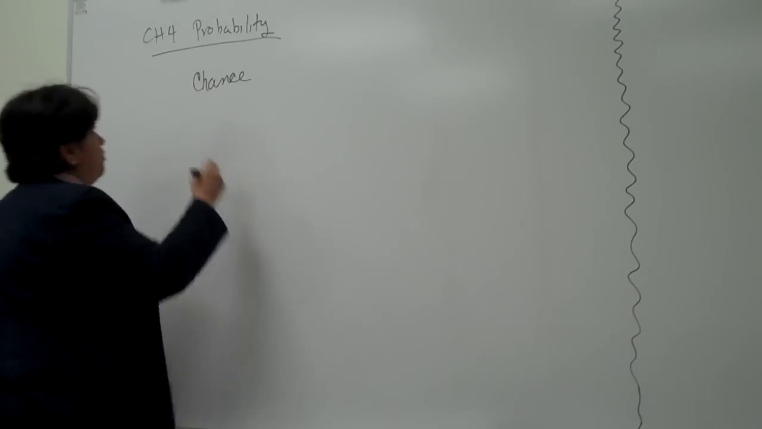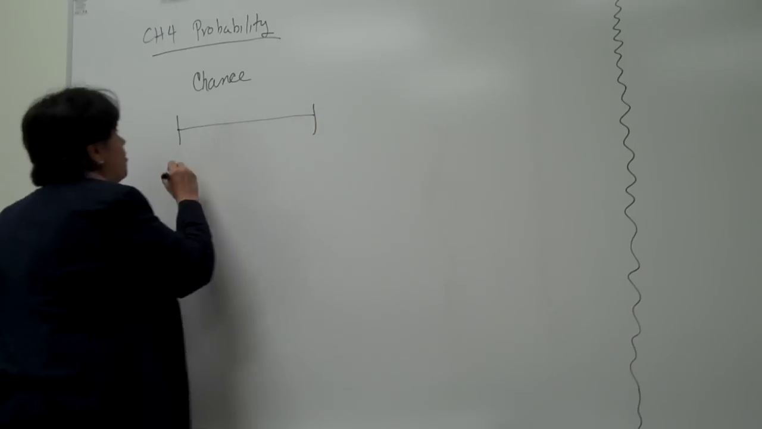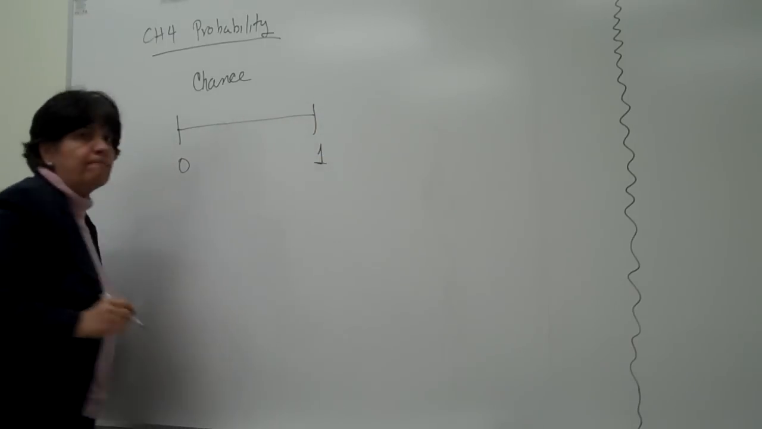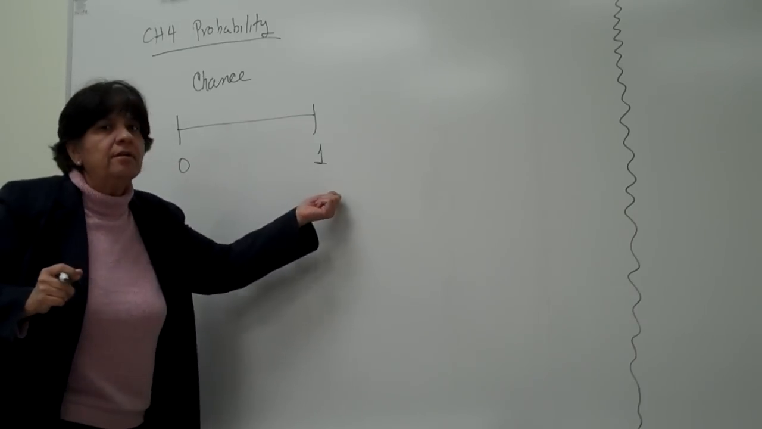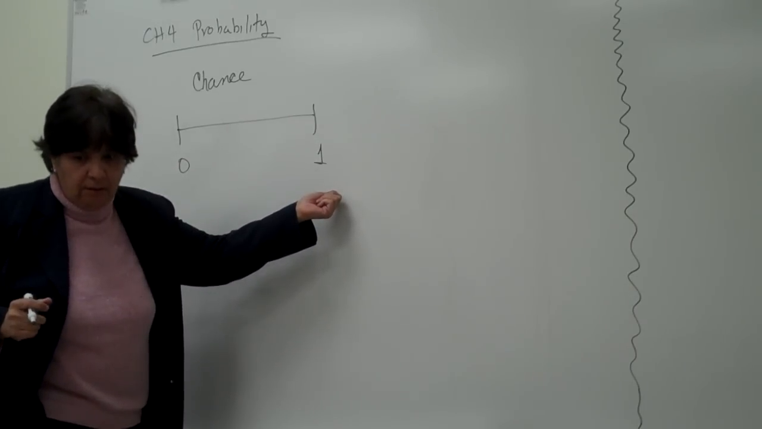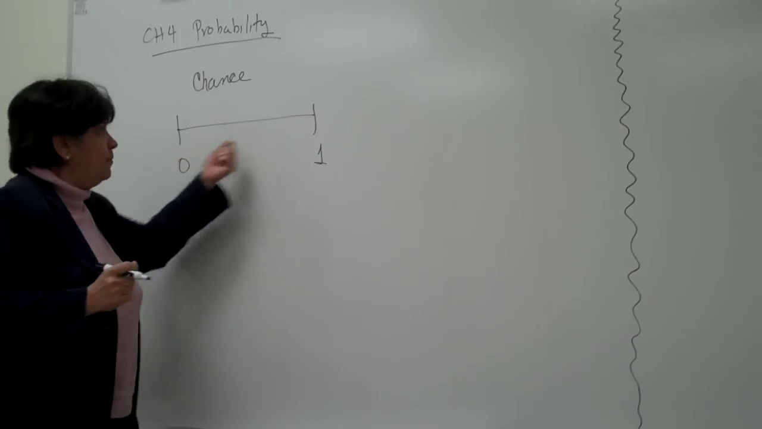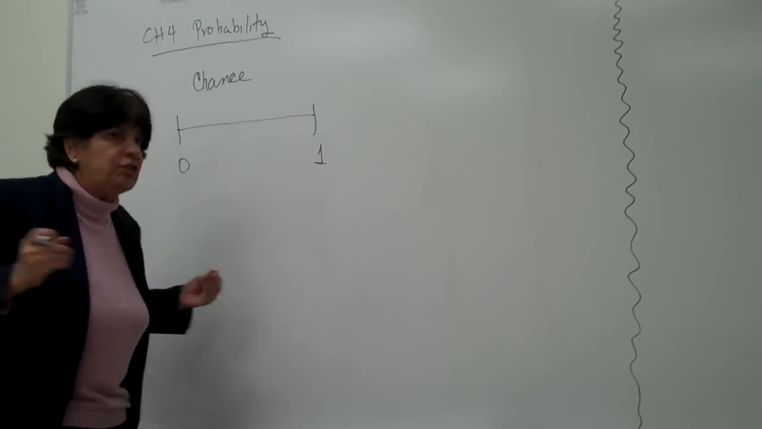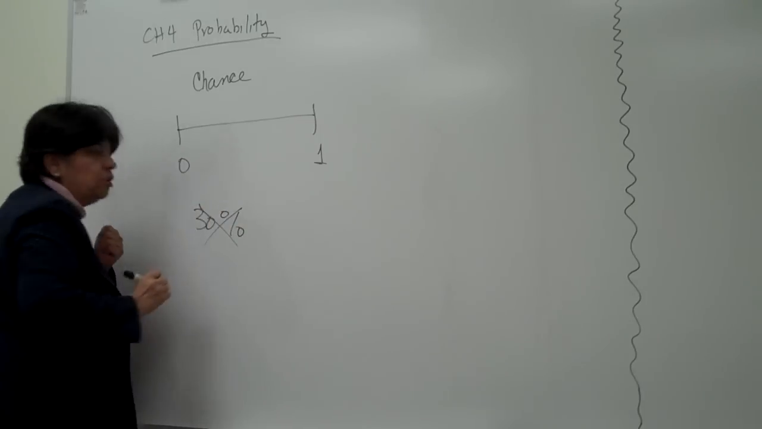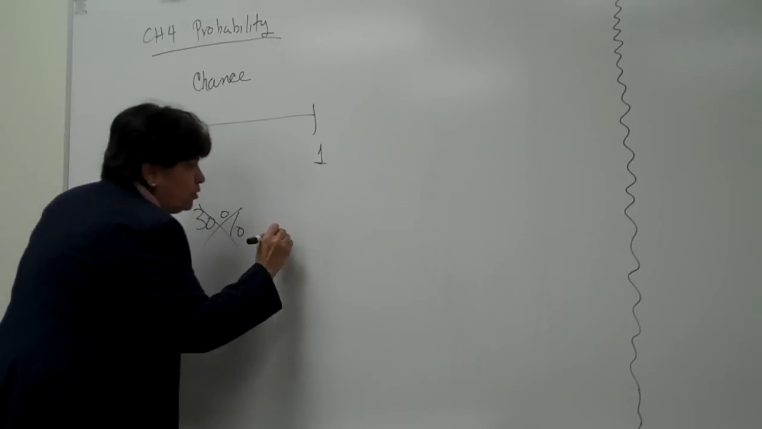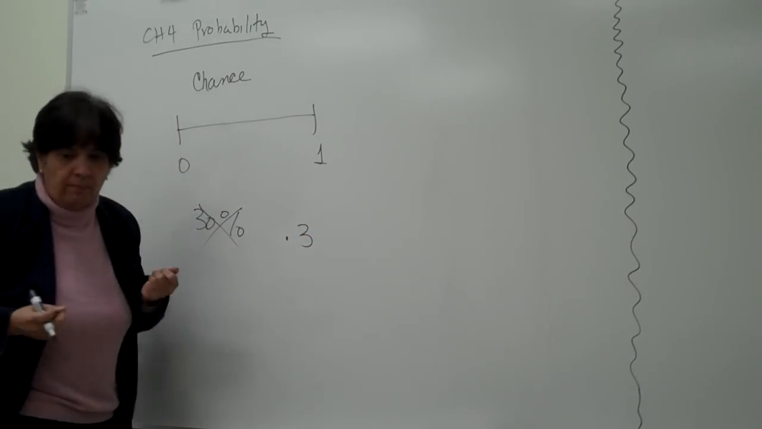Probability is measured between 0 and 1. 0 means it will not happen, 1, it will happen. So you cannot say you have a probability of 30%. This is not right. You have to say 0.3, for example.